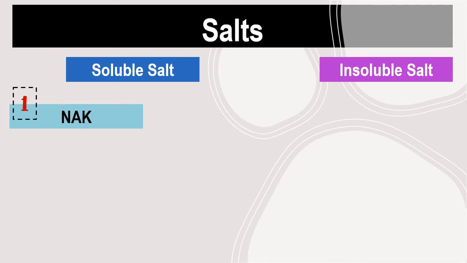So, jika garam itu terdiri daripada garam yang bermula dengan sodium, sodium chloride, sodium nitrate, ammonium chloride, potassium nitrate, potassium chloride, potassium sulfate, yang bermula dengan NaK, cara kita nak prepare ialah we have to react the acid with alkali using titration methods.